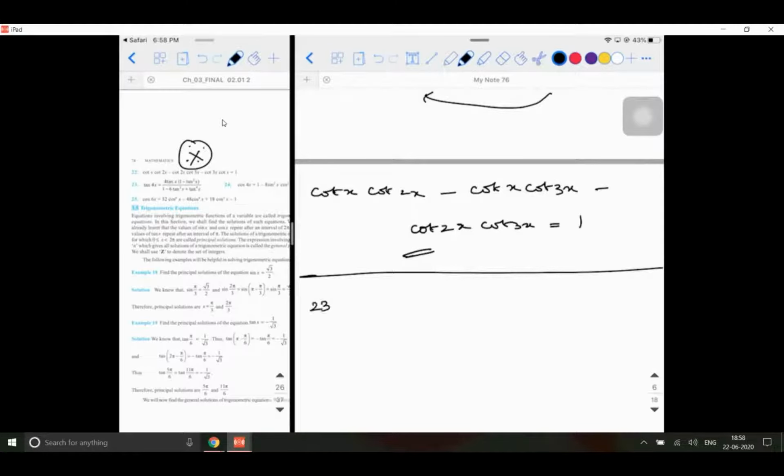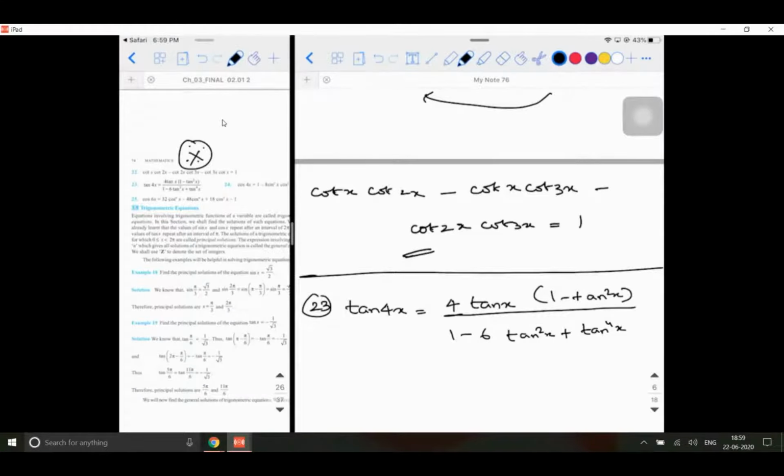Next, 23rd problem. So the 23rd one is like this. Tan 4x is equal to 4 tan x into 1 minus tan square x, the whole divided by 1 minus 6 tan square x plus tan power 4x. So this is what we need to do. How to proceed? What idea are you getting?